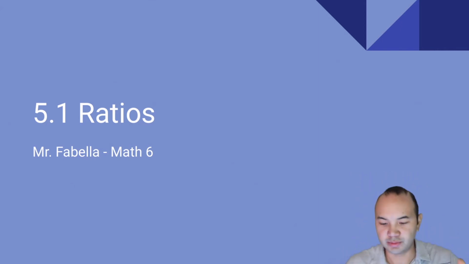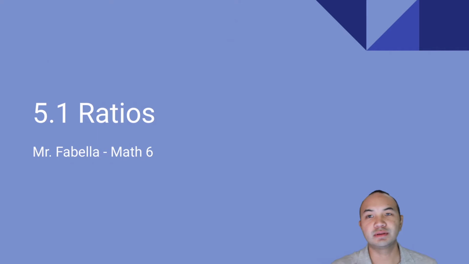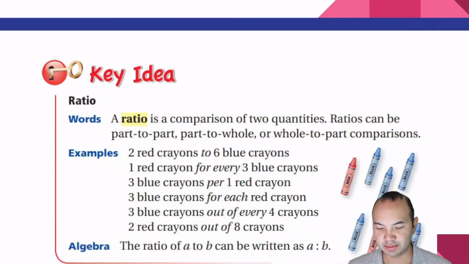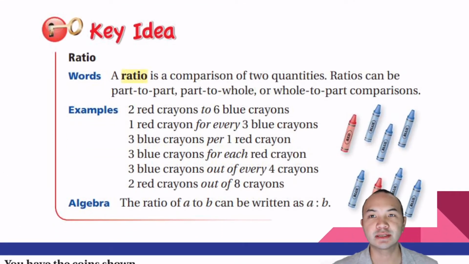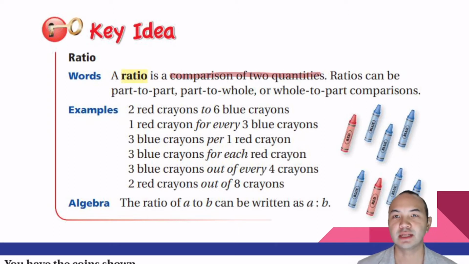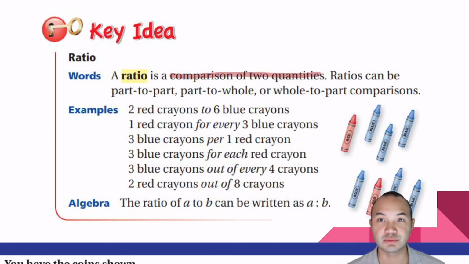Mr. Villa with the new chapter, which is chapter 5, ratios and rates. Today we're going to focus on ratios only. So we're going to check out the key idea of what a ratio is. The ratio is a comparison of two quantities. That's what we're going to focus on. Ratios can be part to whole, or whole to part comparison.